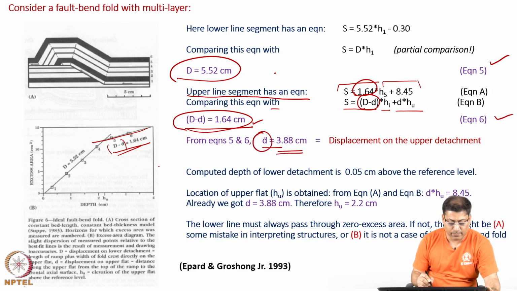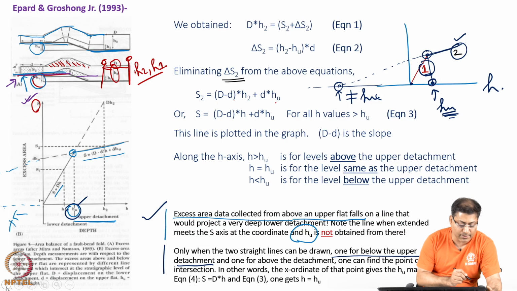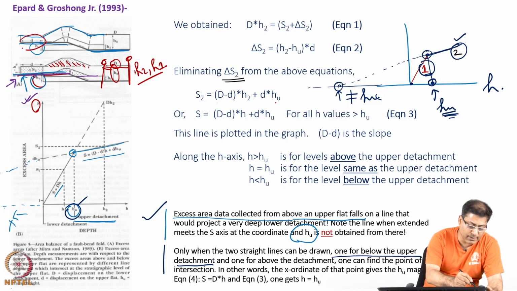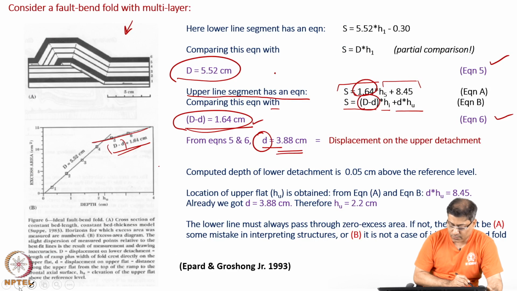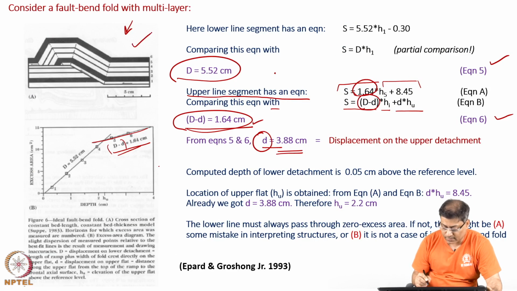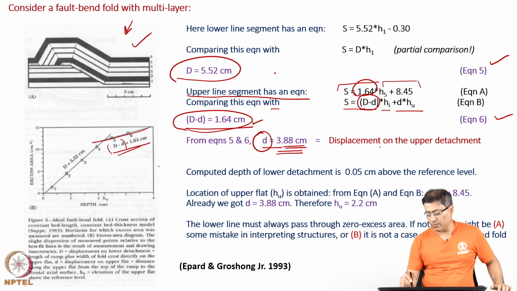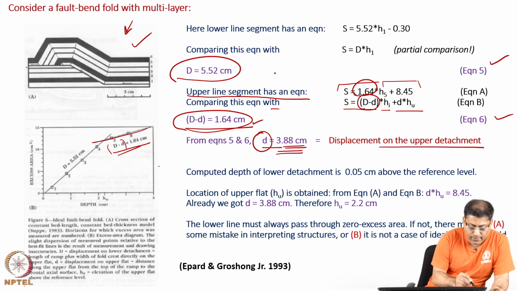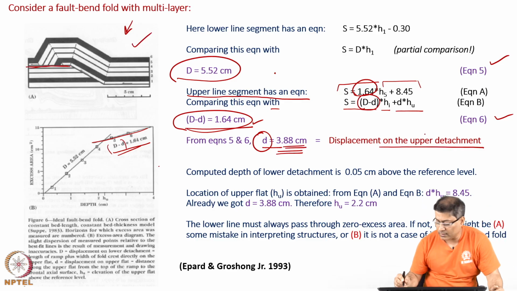What is small d? We have not drawn small d, capital D, etc., but you can recollect this diagram. Small d is the displacement over there. So, in this particular case small d is equal to 3.88 centimeter. This is the displacement on the upper detachment. This is the upper detachment on which that much of displacement has happened.